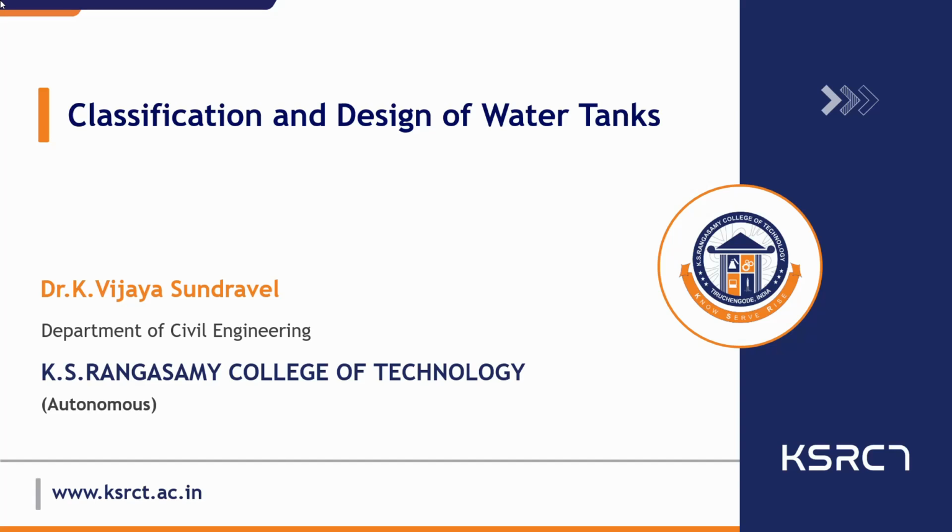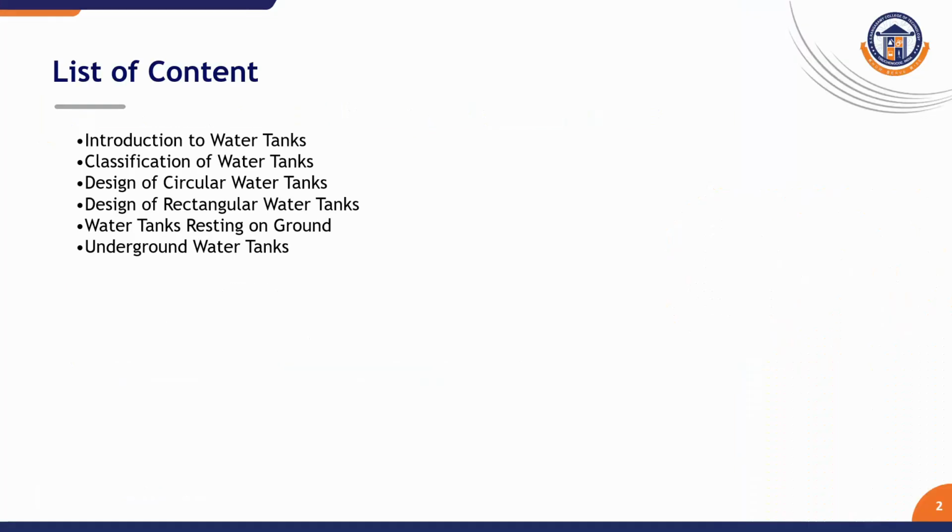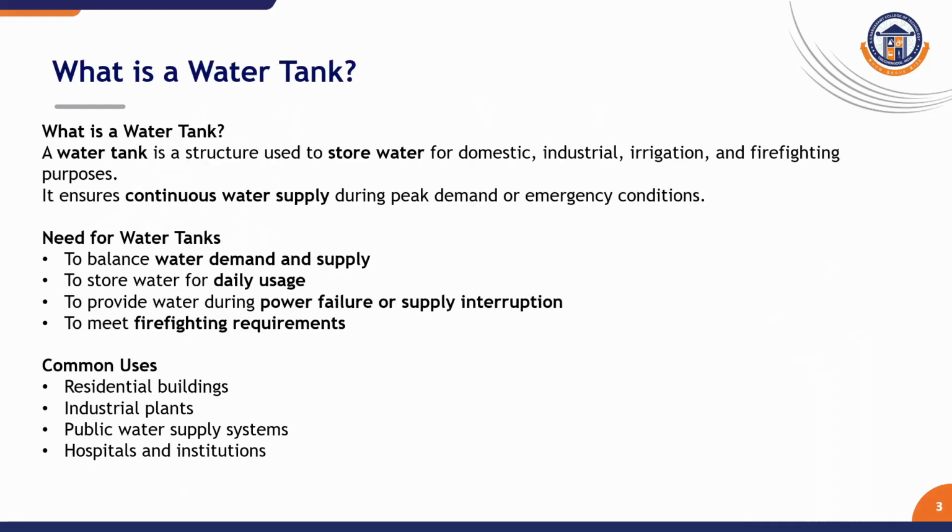Today we will be studying the classification and design of water tanks, an essential topic in civil engineering related to water storage systems used in residential, industrial and municipal infrastructures. In this unit, we will cover introduction to water tanks, classifications of water tank, design of circular water tank, design of rectangular water tank resting on ground, and underground water tank. Let's begin with understanding what a water tank is and why it is needed.